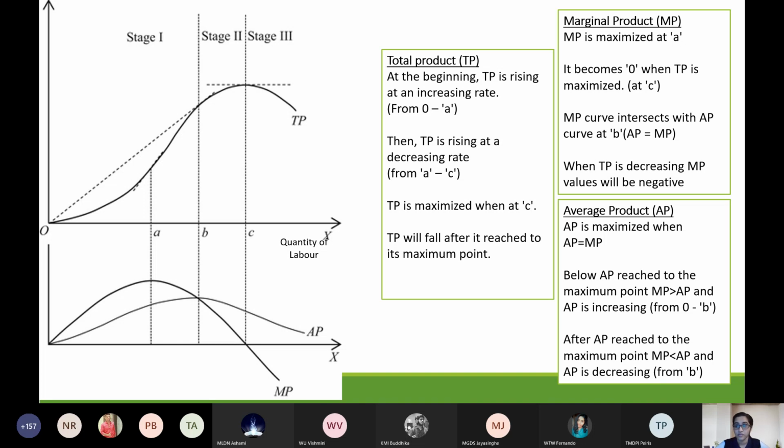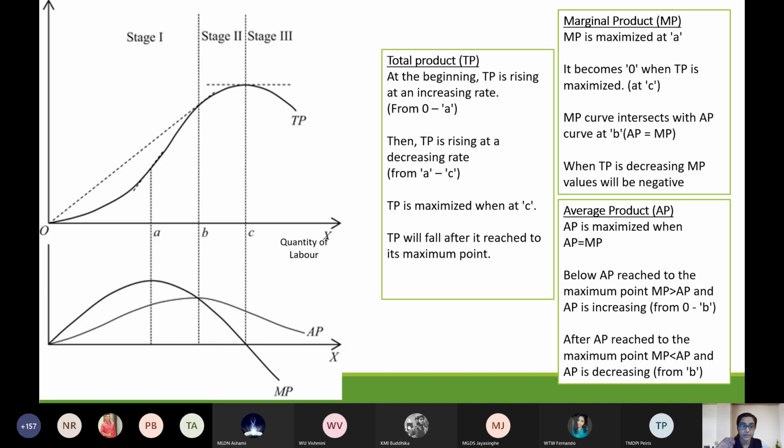Okay? Before, sorry, that's not below, it should be before. Before AP reaches the maximum point, MP is always greater than AP. MP values are greater than AP, right? But once AP has reached the maximum point, AP is going to be greater than MP.